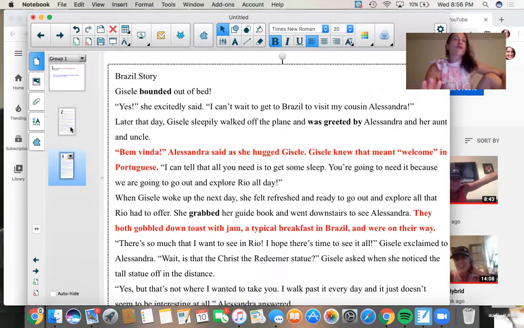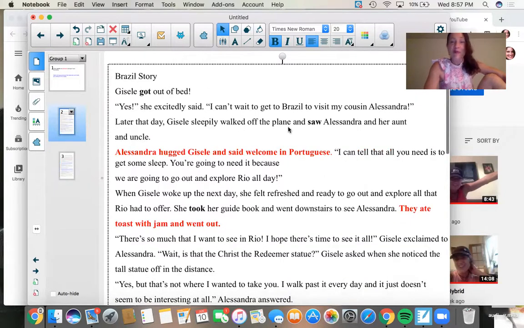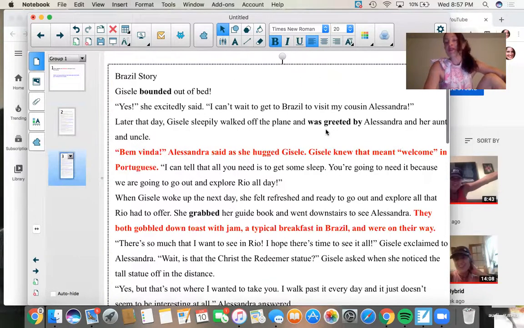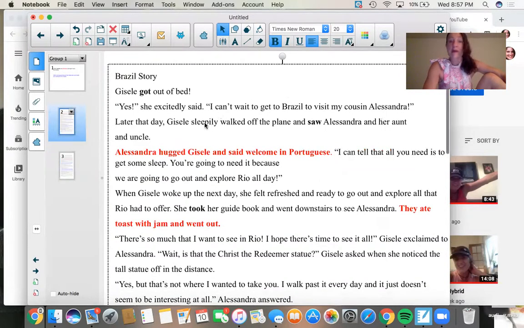So any place where you've used a verb, you can look and see, not every single place, obviously, but is there a better verb that I can use? Another one is, later that day, Giselle sleepily walked off the plane and saw Alessandra and her aunt and uncle. Yeah, maybe she did see her, but it might be better to say that she was greeted by them. That's a little bit fancier. You can even take, she sleepily walked off the plane. Maybe she trudged off the plane, or maybe she lumbered off the plane. Finding better verbs to use will make your writing a little bit more interesting.